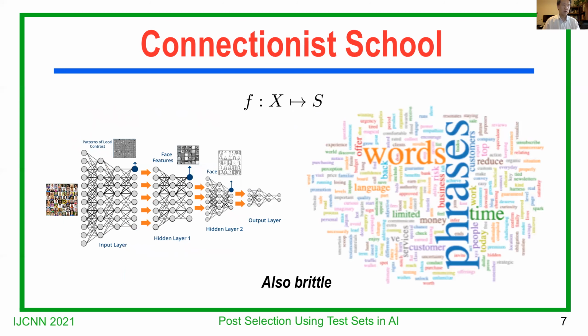The Connectionist School intends to emulate how the brain computes using neurons, but the mapping defined is still a mapping from input space X to output space S, which is still a set of symbols. So in other words, that is also brittle. Regardless of the performance of the network, the predefined set of symbols causes high brittleness.